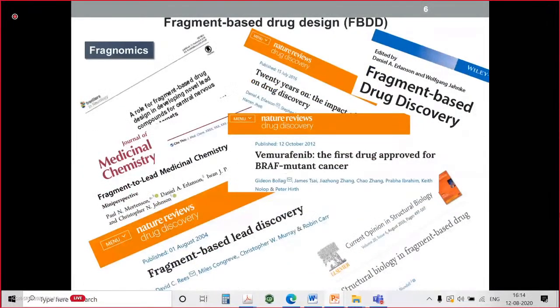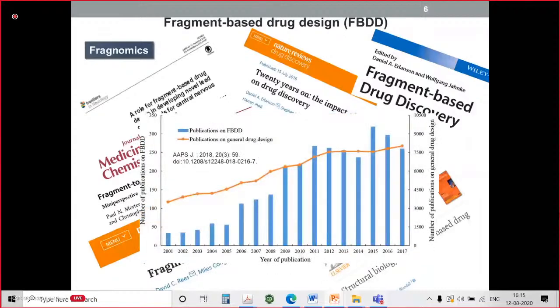So I'll be coming to today's topic, fragment-based drug design. In the literature, you can see a lot of research being done and published on fragment-based drug design and drug discovery. This fragment-based drug design is also known as fragnomics. One article recently published in 2018 in an APS journal shows the importance of fragment-based drug design.